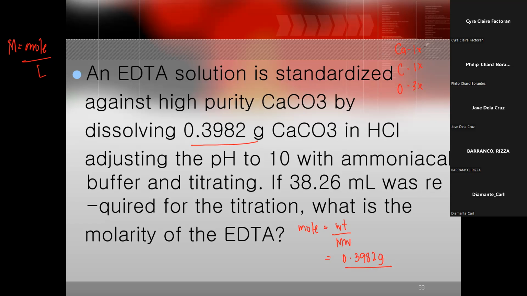113 times, this is 40, this is 12, this is 16, so that's 48. Oh, yeah, 100. 100 grams per mole. So this is 100 grams per mole. Cancel the grams. The mole here is 0.3982 divided by 100. That's 0.003982 mole.